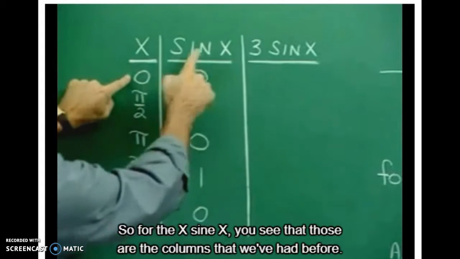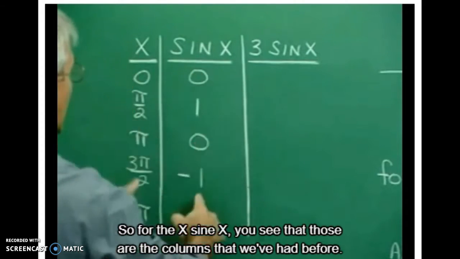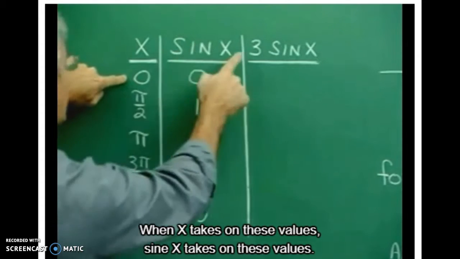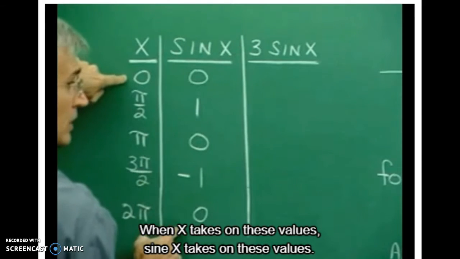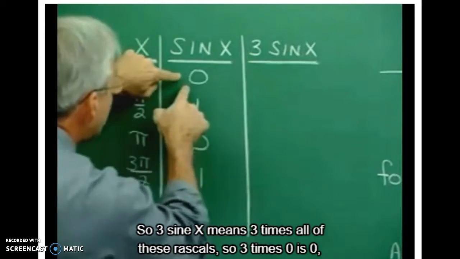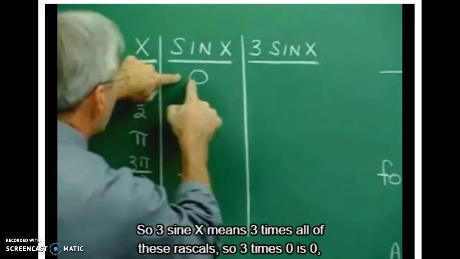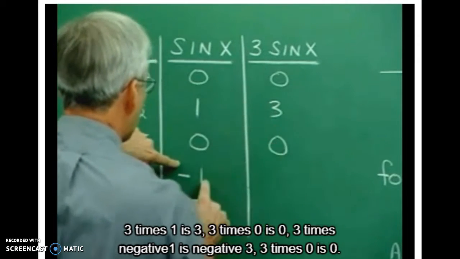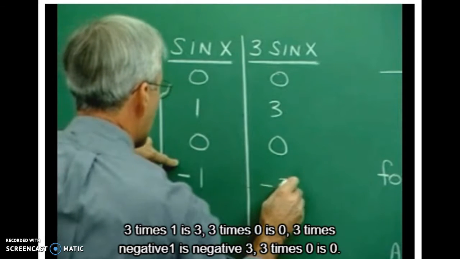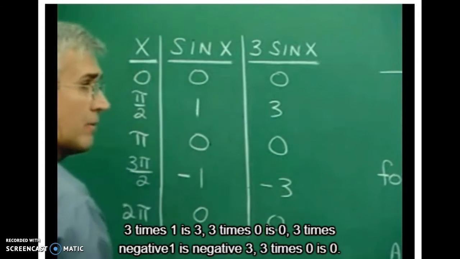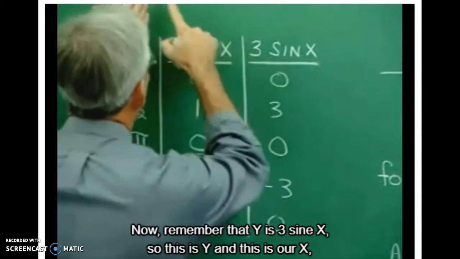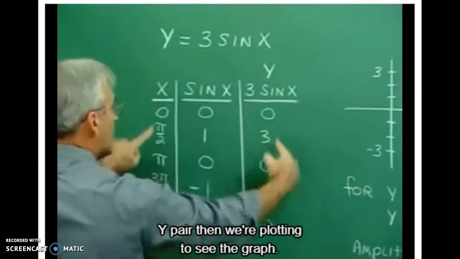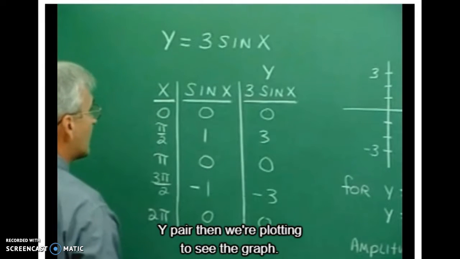So for the x and sine x, you see those are the columns that we've had before. When x takes on these values, sine x takes on these values. So 3 sine x means 3 times all of these. So 3 times 0, 0, 3 times 1, 3, 3 times 0, 0, 3 times negative 1 is negative 3, 3 times 0, 0. Now, remember that y is 3 sine x, so this is y, and this is our xy pair that we're plotting to see the graph.